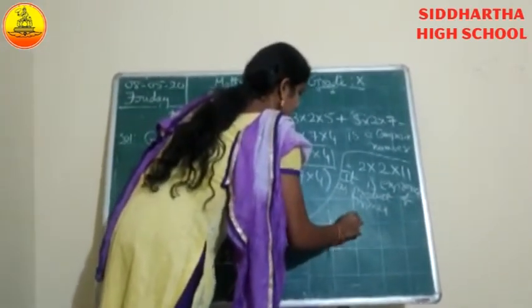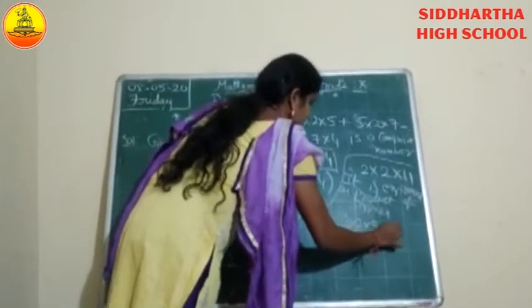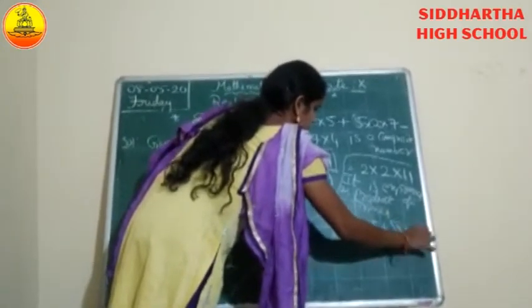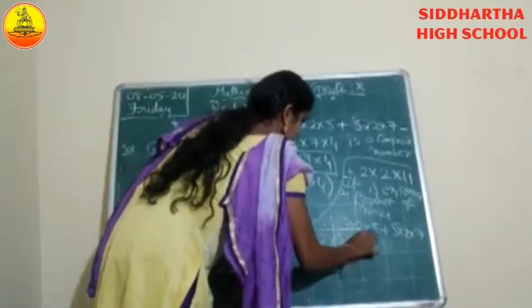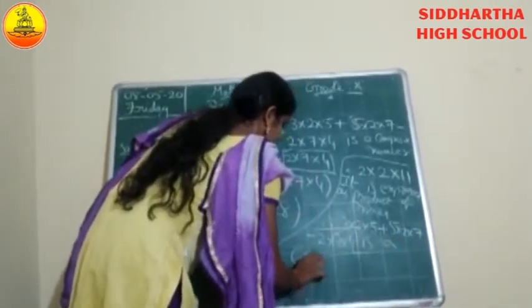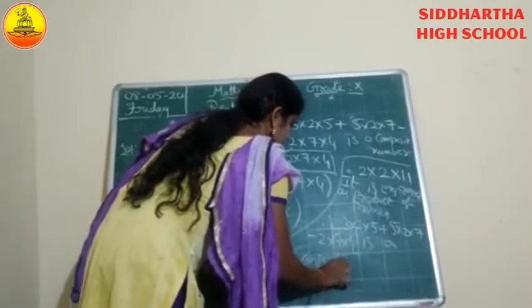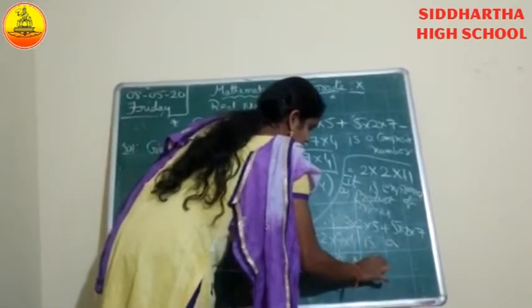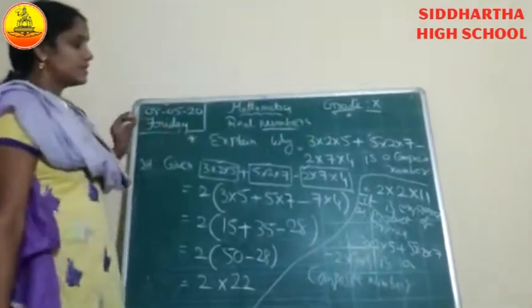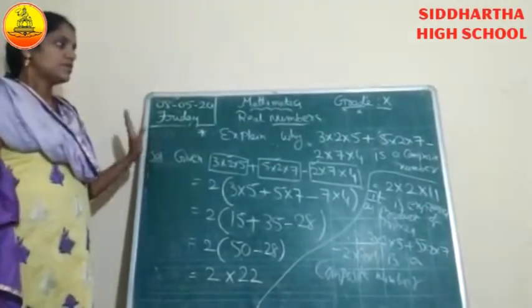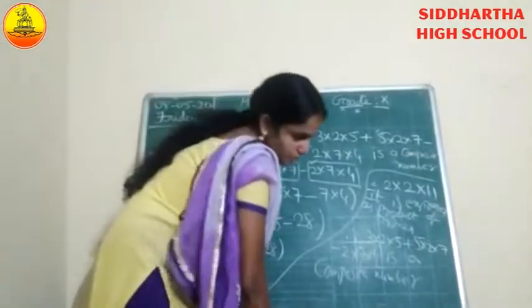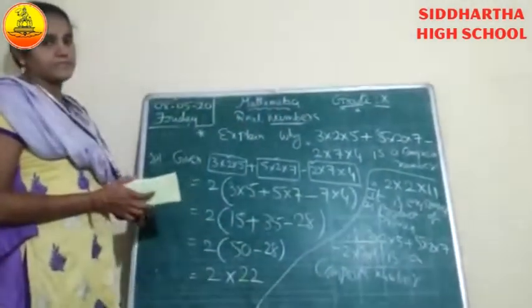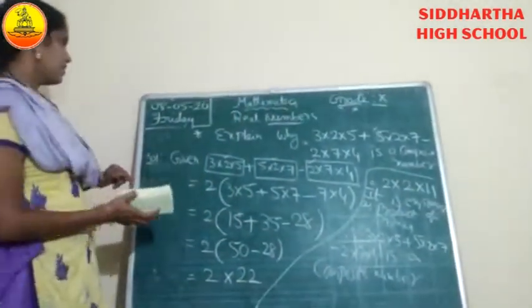Therefore 3 into 2 into 5 plus 5 into 2 into 7 minus 2 into 7 into 4 is a composite number. Did you understand? This is the conclusion. For every sum, the conclusion is very important. So in this way you have to solve the third sum of exercise 1.2. Third sum and fourth sum. Understood? Next.